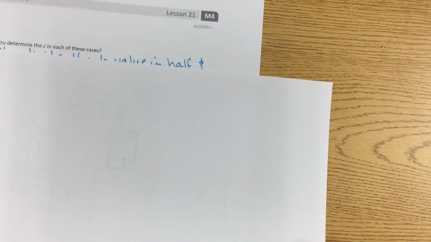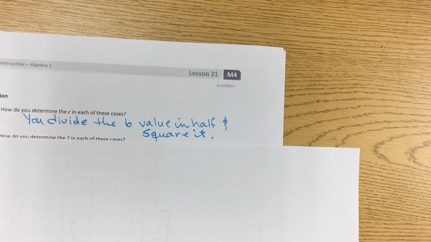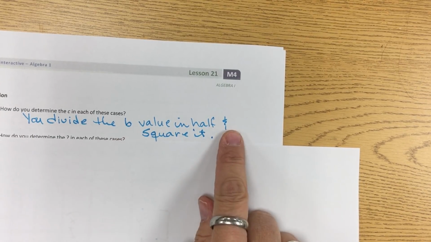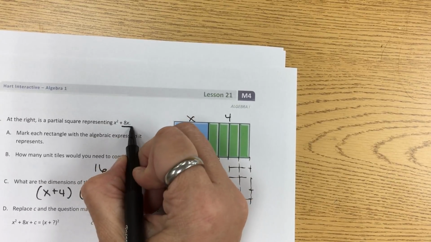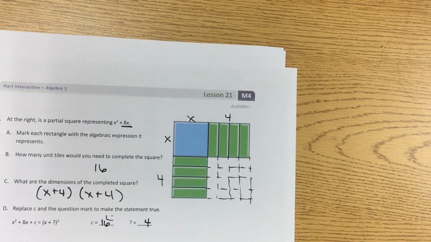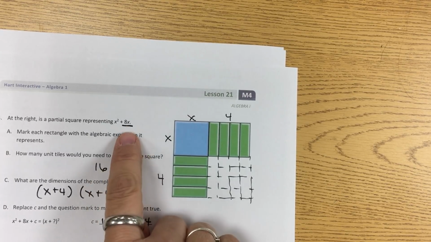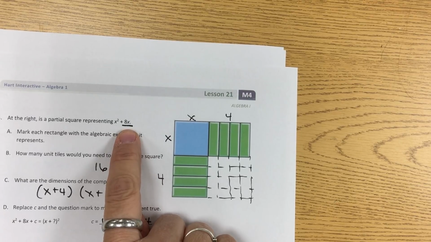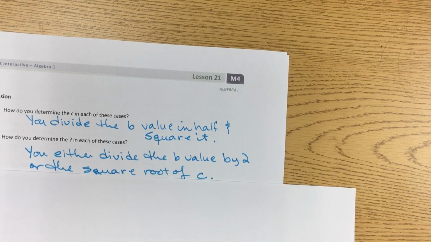Okay, number 6. Hopefully you divided the b value in half and you squared it. So if I turn this back over here, my b value was 8. Half of 8 is 4, and I squared that to get 16. Then if I was talking about the question mark, isn't that just half of your b value? So that is how I got the question mark. It's just half of the b value.